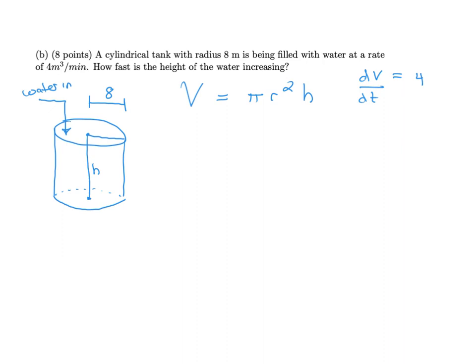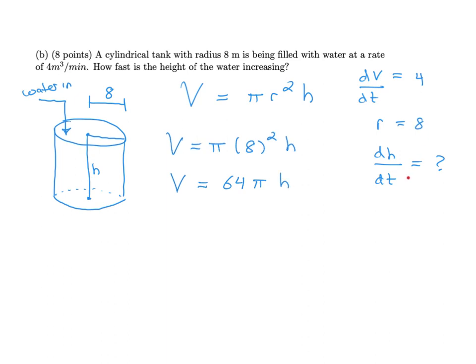We are also told that r is equal to 8. That is this radius here. That never changes. And the thing that we're looking for is how fast the height, the water level, is increasing, which is dh/dt. That is the thing I do not know. I'm going to put 8 in place of r. So this equation becomes V is equal to pi 8 squared times h. And that is volume is equal to 64 pi h.